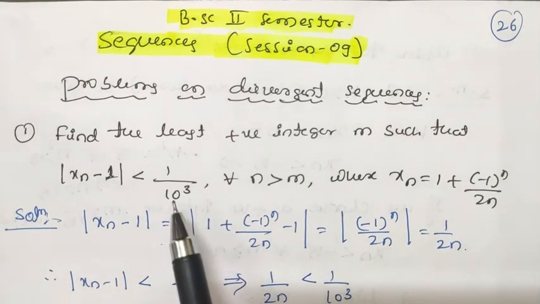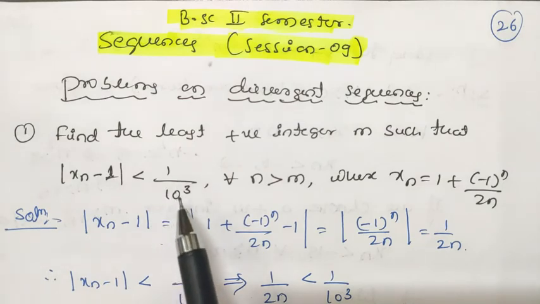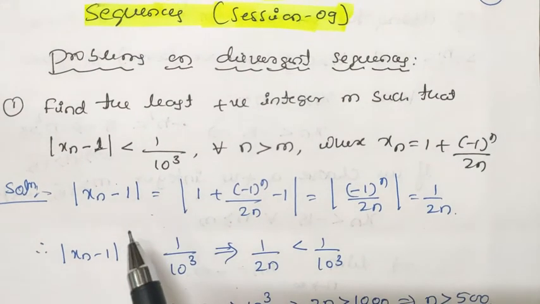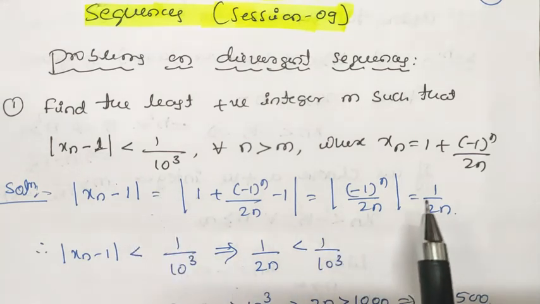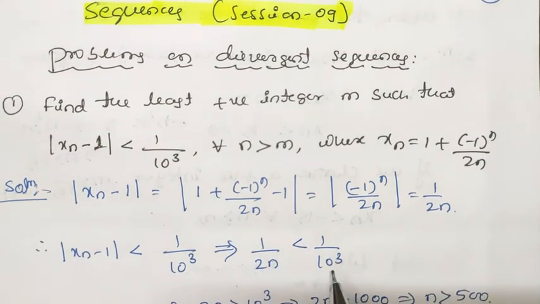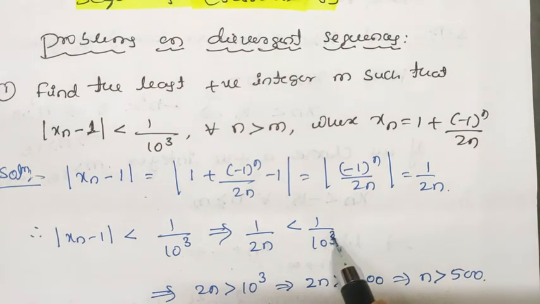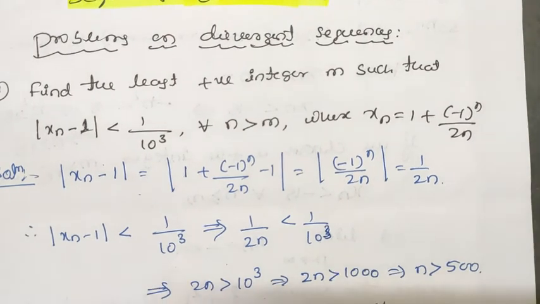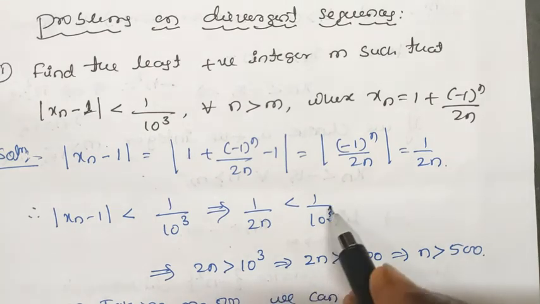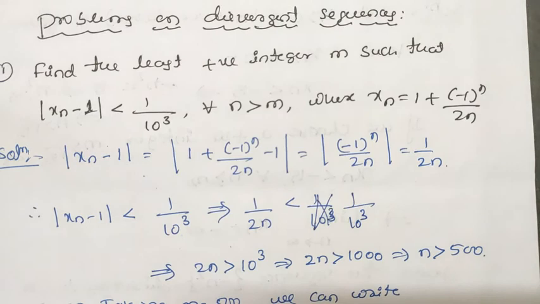So what is given here? It is given that mod xn minus 1 is less than 1 by 10 raised to 3. The value of mod xn minus 1 that we got is 1 by 2n. So this implies 1 by 2n is less than 1 by 10 cube. This is 1 by 10 cube, not 103. So this is 1 divided by 10 cube.